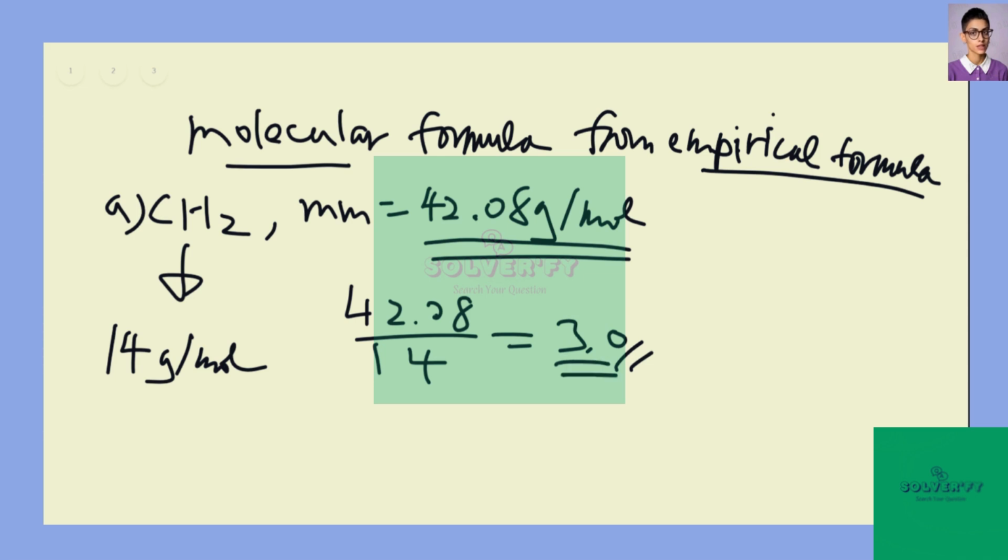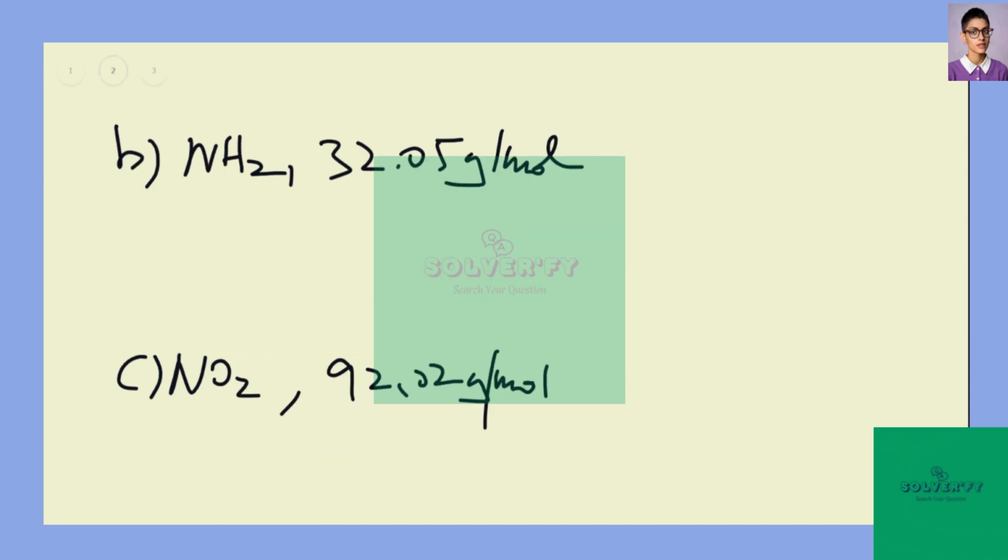So our molecular formula will be 3 times the empirical formula. So the actual molecular formula will be C3H6. We just need to multiply the whole thing by 3. Okay, so the same thing we're going to apply to the rest of the questions.